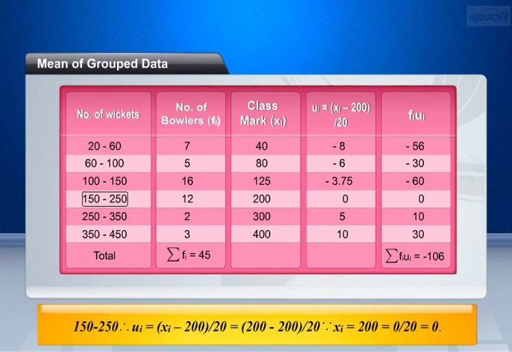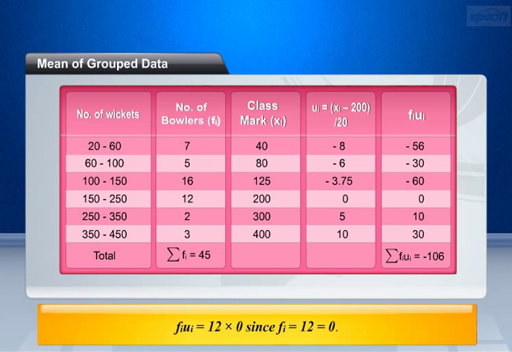Consider the class interval 150 to 250. Therefore ui equals (xi minus 200) by 20. This is equal to (200 minus 200) by 20, since xi equals 200. This is equal to 0 by 20, which is 0. Now fiui equals 12 into 0, since fi equals 12. This is equal to 0.